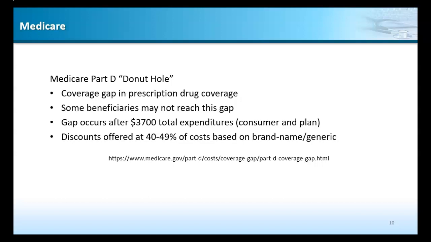And that means they will not reach that $3,700 expenditure quickly. It'll take them longer to reach it. And again, it is important to note that not all Medicare consumers reach that $3,700 expenditure, especially when purchasing generic prescription drugs. However, it is possible, and it is considered a donut hole because of that gap in coverage.